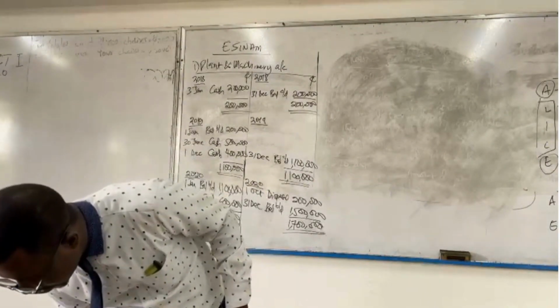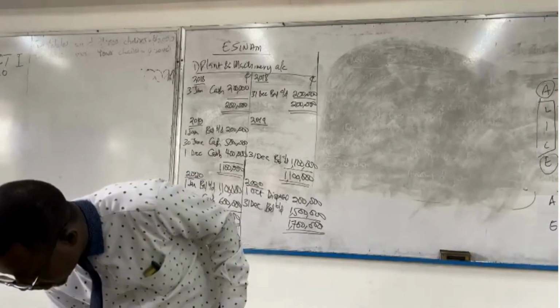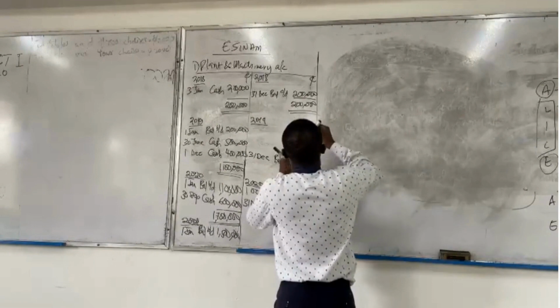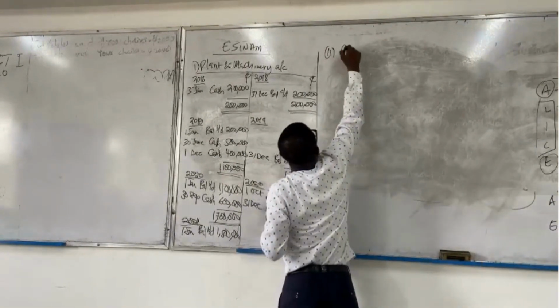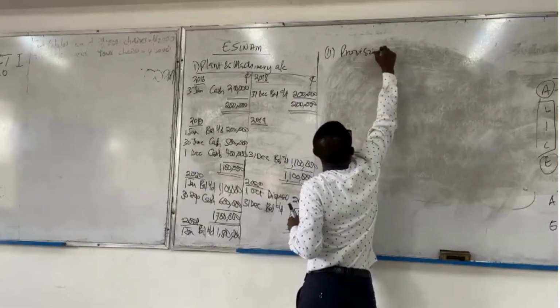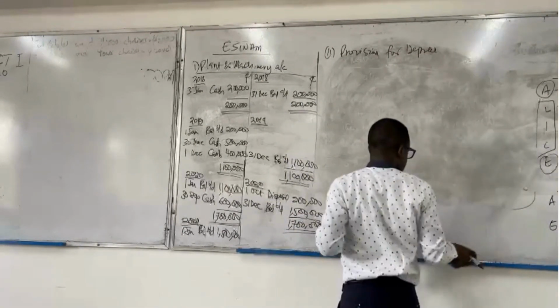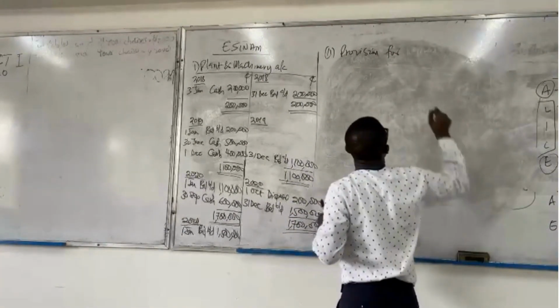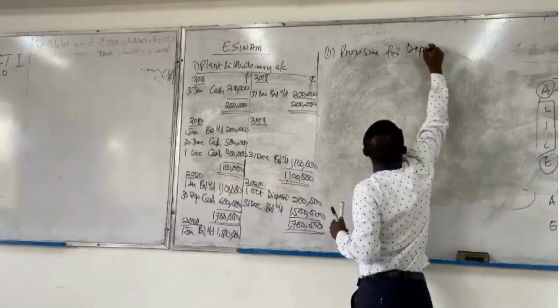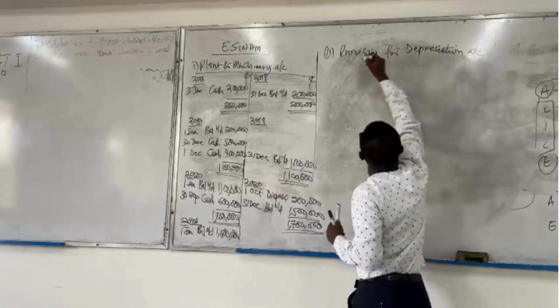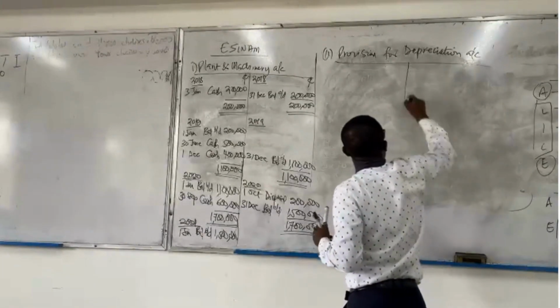II says provision for depreciation accounts. II. Provision for depreciation accounts. It's also a T account.